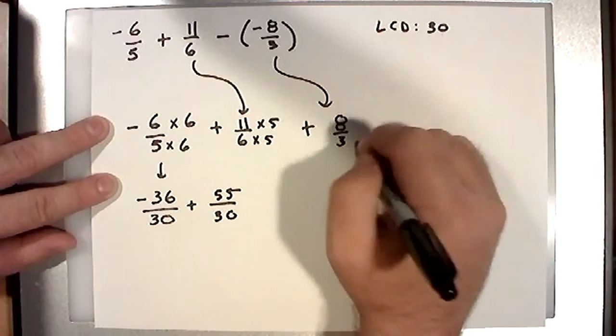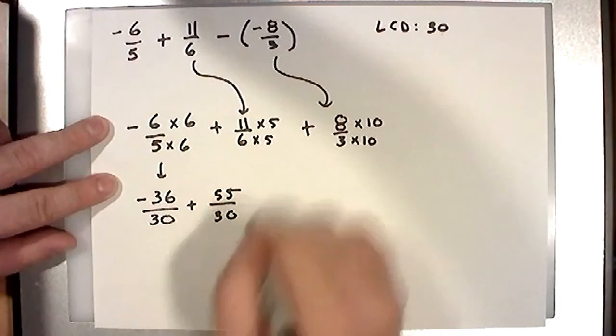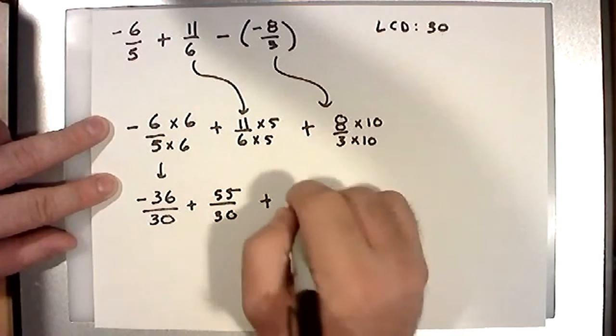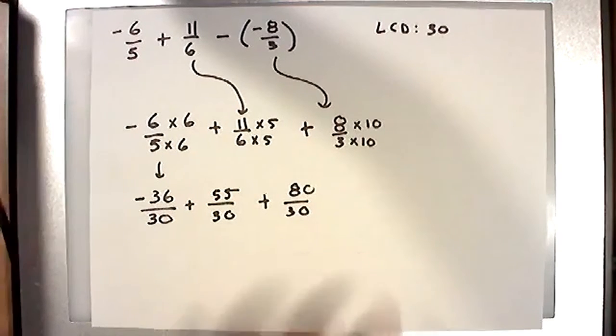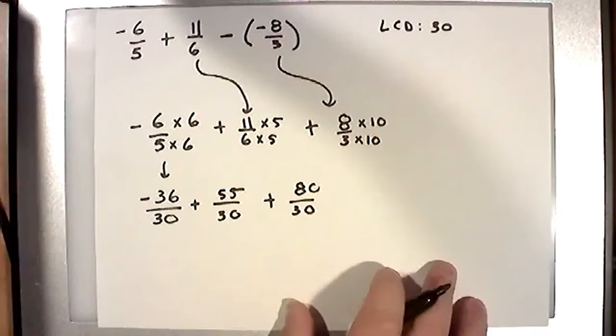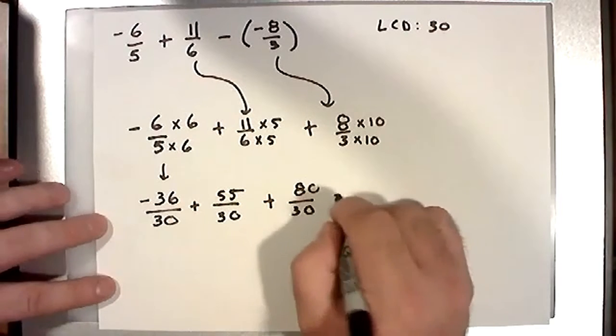We need a common denominator of 30, so I'm going to multiply by 10 on the bottom. What you do to the bottom, you do to the top. Positive 8 times 10 is 80. 3 times 10 is 30. And now, hopefully you agree that it's not a big deal any longer because the denominators now all match. All we got to do now is go ahead and add them all together.